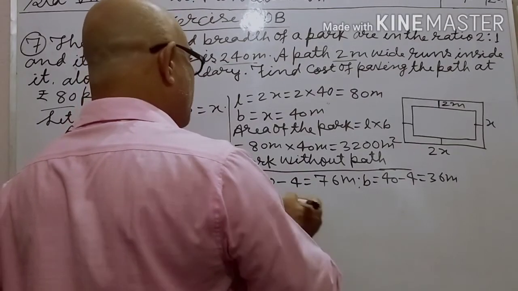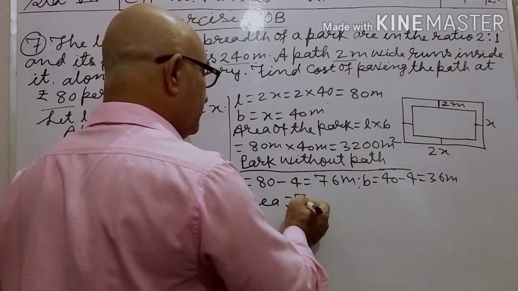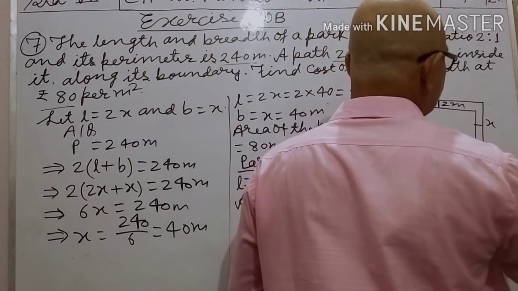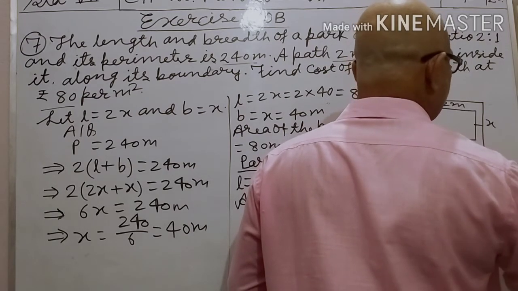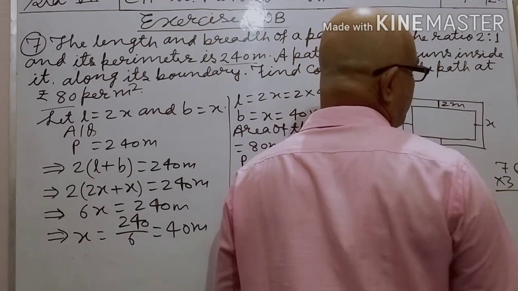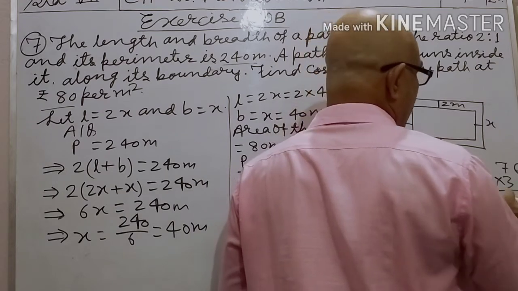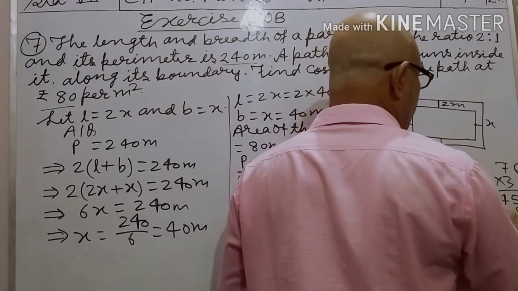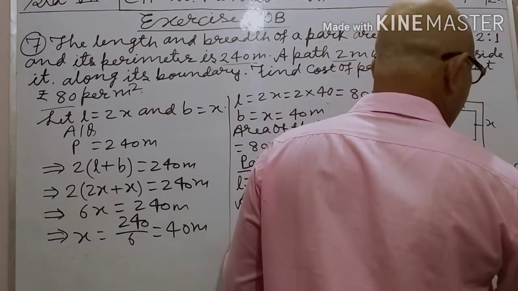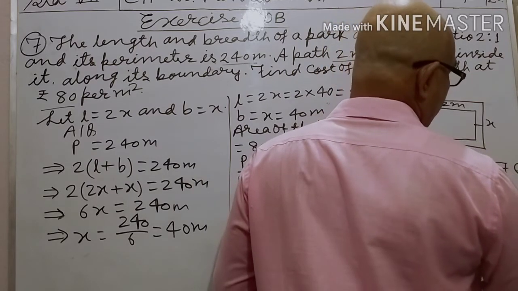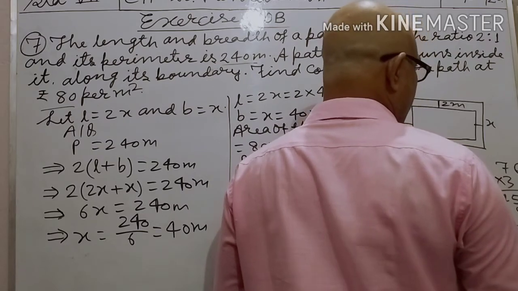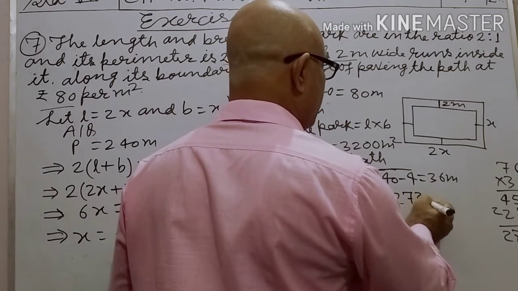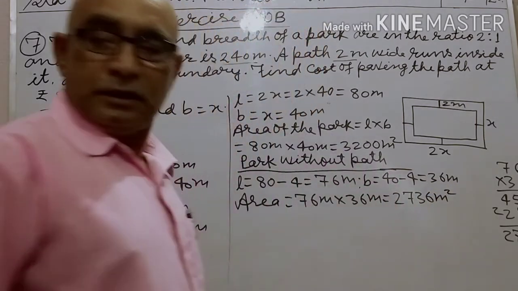Now area of the park without path equals L into B, 76 meter into 36 meter, equal to multiply 76 and 36. 6 6s are 36, 6 carry 3. 7 6s are 42 plus 3 is 45. 6 3s are 18, 8 carry 1. 7 3s are 21 plus 1 is 22. 5 plus 8 is 13, 3 carry 1. 4 plus 1 is 5, plus 2 is 7, and 2. 2736 meter square.